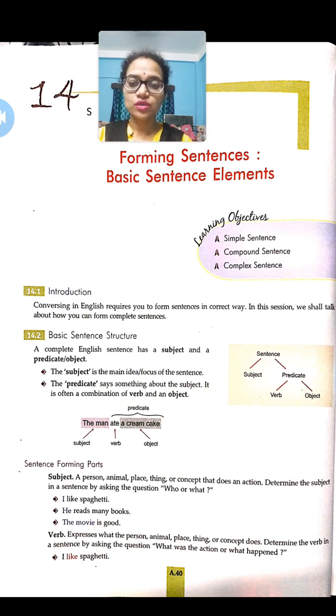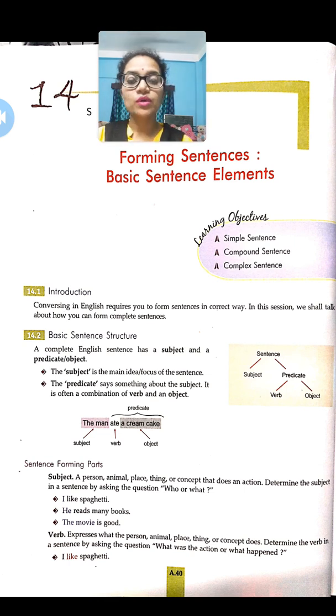A sentence, my dear students, consists of two main parts, that is the subject and the predicate. Predicate is again divided into two parts, that is verb and object. Now, let's take a very simple example, students, what is there in your textbook. The man ate a cream cake. So here, the noun man, the man is the subject. Predicate is what? Ate a cream cake. That is the predicate.